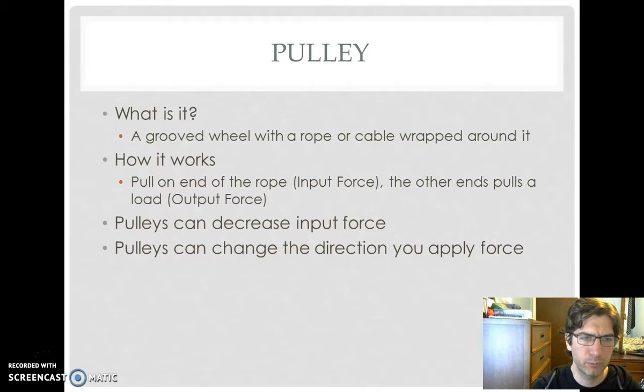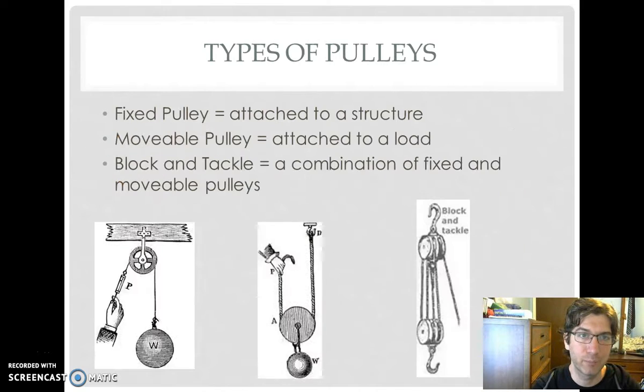So how does it work? You're going to pull one end of the force on a rope. This is your input force, and the other end is going to pull a load or your output force. So pulleys can decrease input force, and pulleys can also change direction, and it depends on how many pulleys you have and how you set them up.